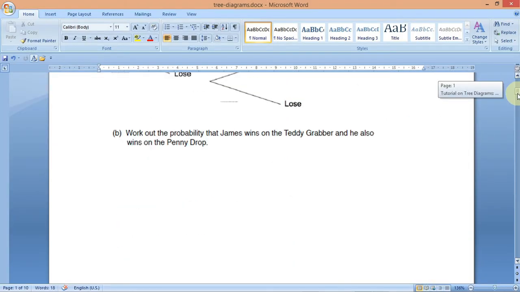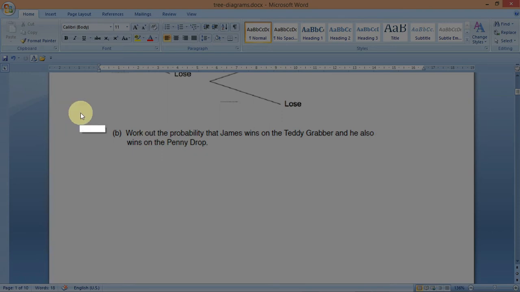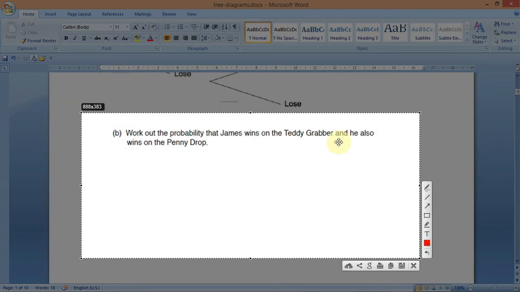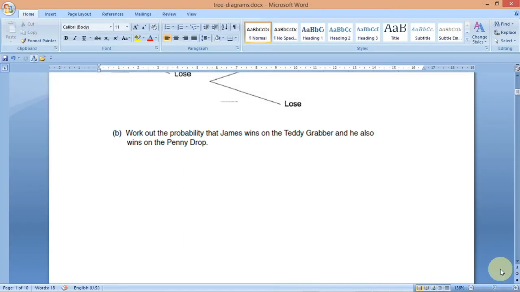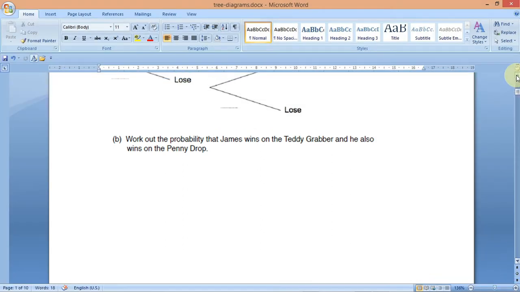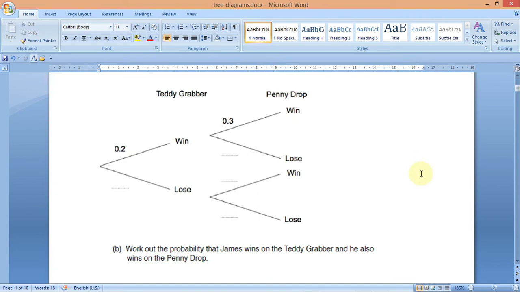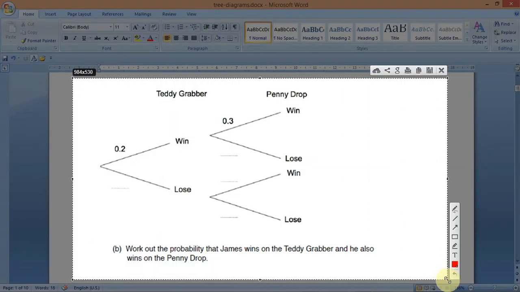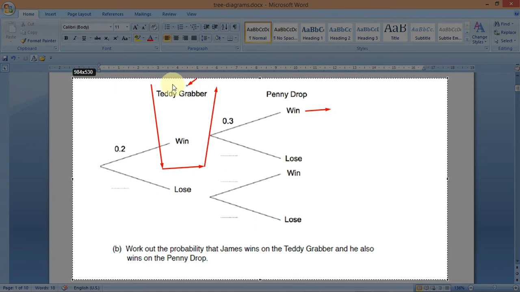It's a video, guys, just take your time. The next question asks: what is the probability James wins on Teddy grabber and also wins on penny drop? So let me go back to the tree diagram. If you look at this question, I have win on Teddy grabber and then win on penny drop. So that is probability win-win, and I got that before. That will just be 0.2 times 0.3, and that would be 0.06.